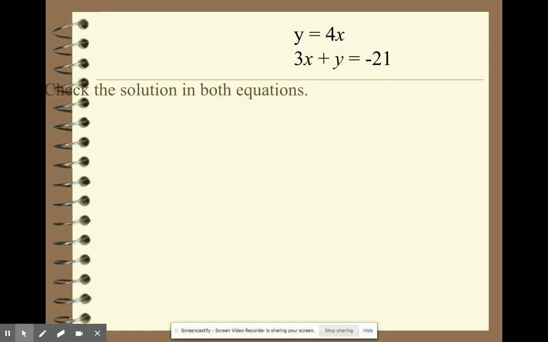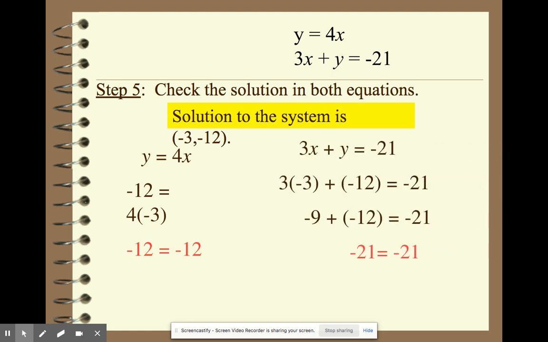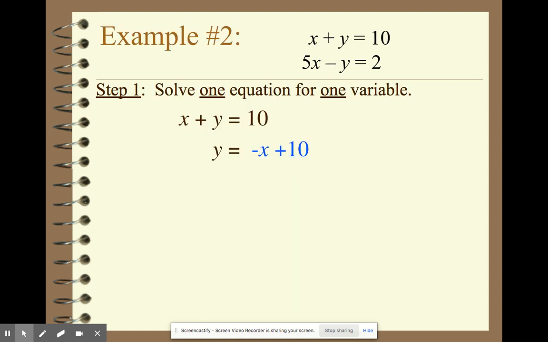Step five, of course, we can always check our answer if we want to. I highly recommend it, but it's not required. We can use that top equation and say, if I know y is negative 12, substitute out y for negative 12. If I know x is negative 3, substitute out x for negative 3 and see if it becomes a true statement. Negative 12 does equal negative 12, so therefore we are 100% correct, right?